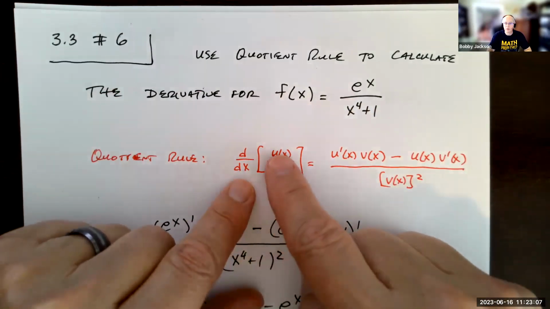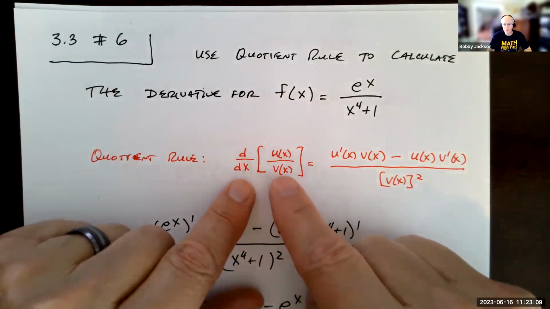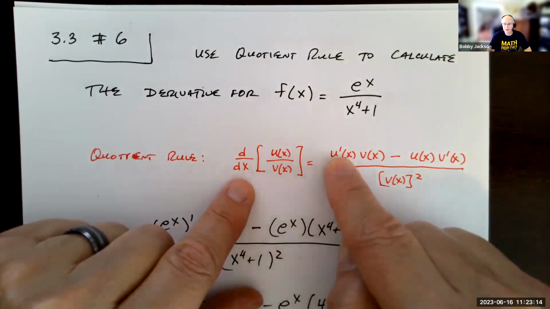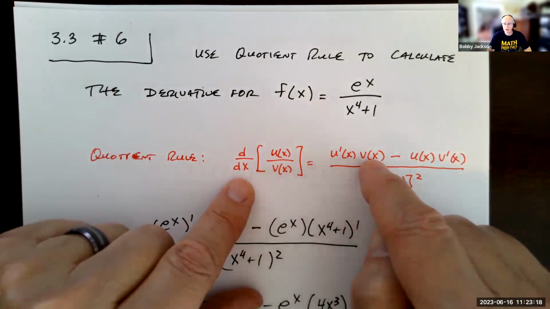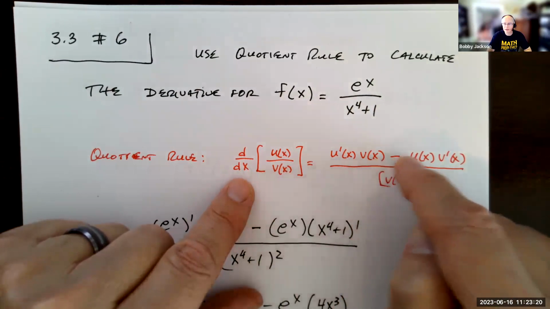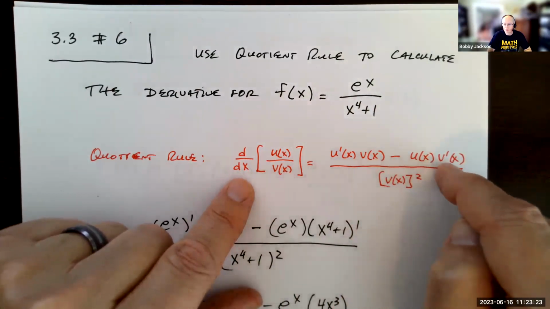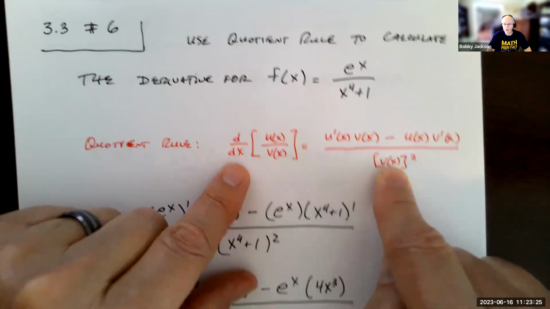We have the derivative of one function. I'm calling that top function u of x, the bottom function v of x. So the derivative of the top is u prime of x. The derivative of this is the derivative of the top function u prime of x times the bottom function v of x minus the top function times the derivative of the bottom function, all over the bottom function squared.